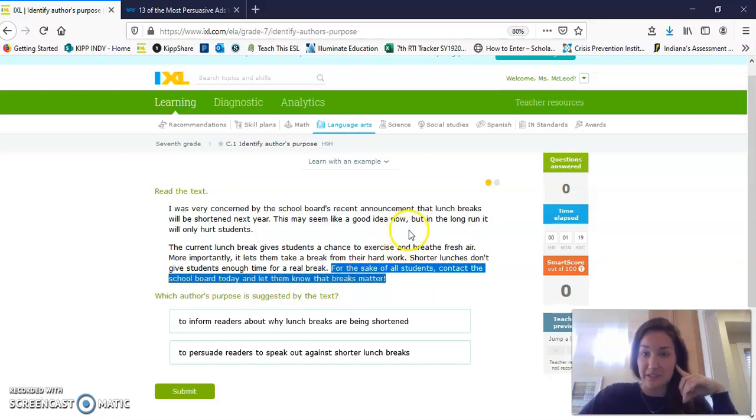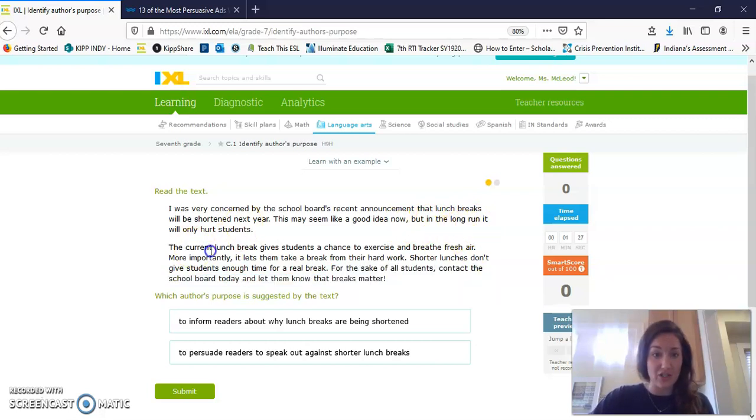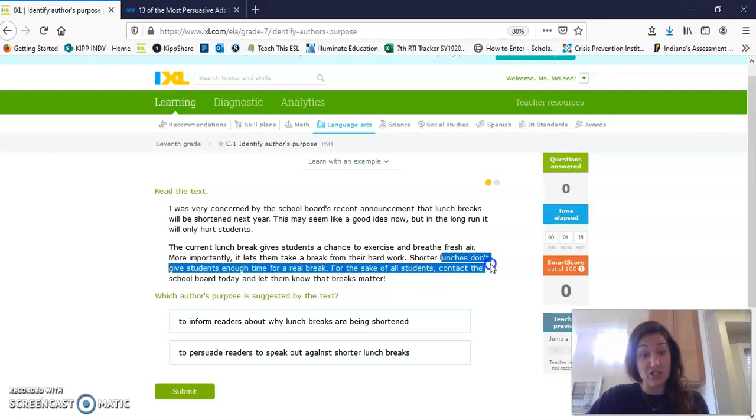He so badly believes that lunch breaks should be the length they are now, that not only is he saying it's a bad idea, but also he's giving me 3 reasons. The current lunch break gives students a chance to exercise. More importantly, it lets them take a break from their hard work. And then follows up with shorter lunches don't give students enough time for a real break. So those are 3 reasons why he believes shorter lunch breaks would be a bad idea.